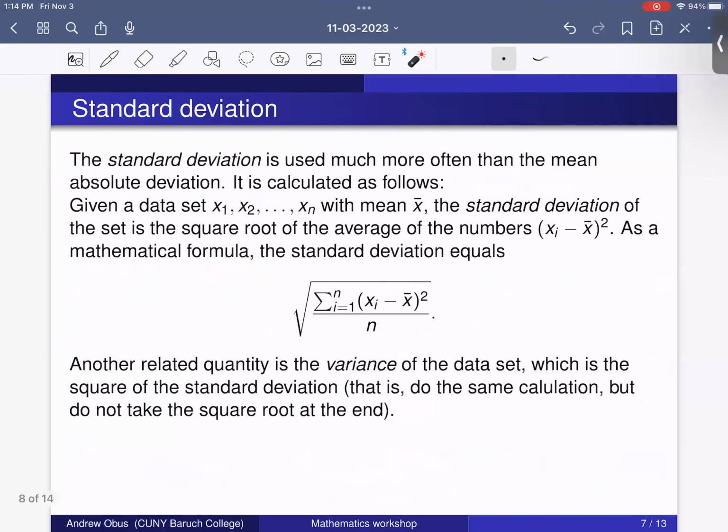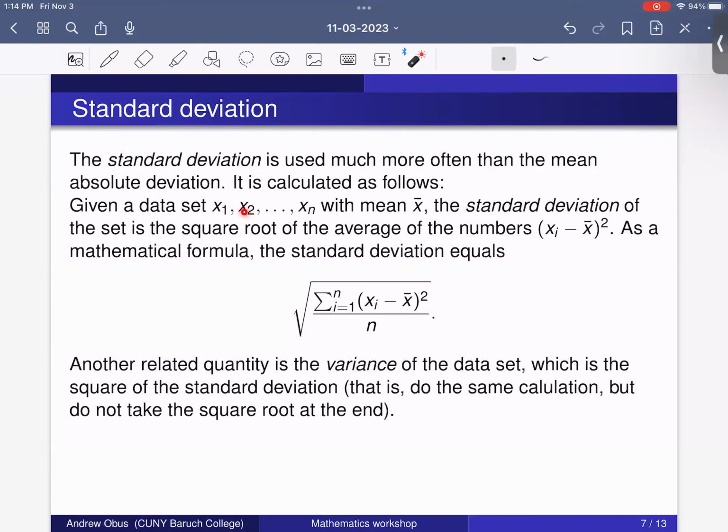Let's talk about the standard deviation now, which is a little bit more complicated. The standard deviation is much more used. If you read scientific papers that involve statistics, they're not going to be calculating the mean absolute deviation. They're almost always calculating the standard deviation. So this is how it's calculated.